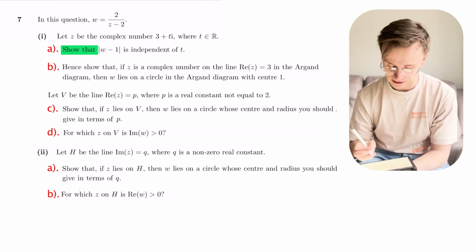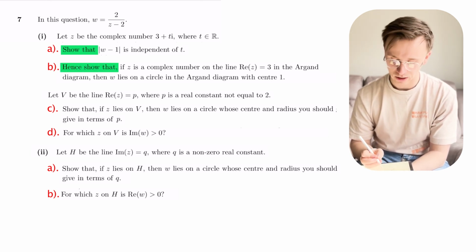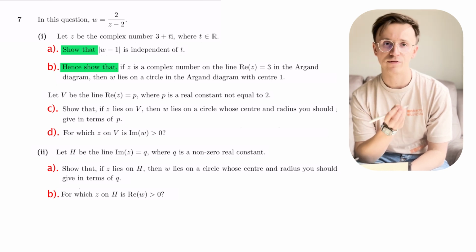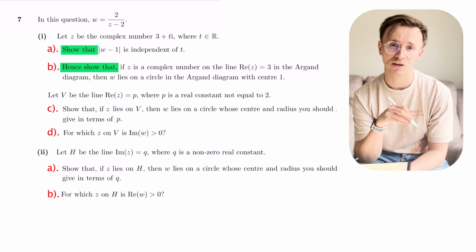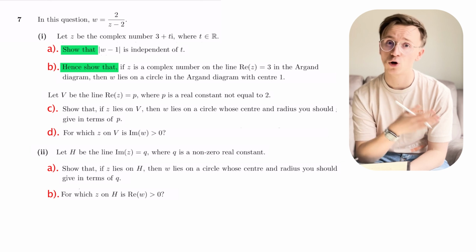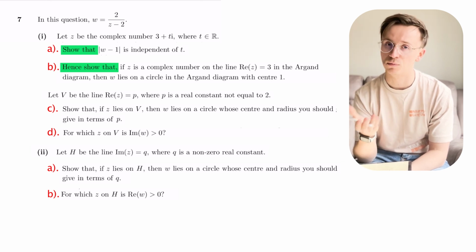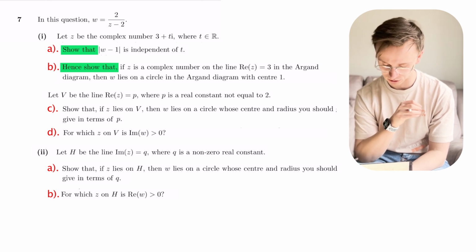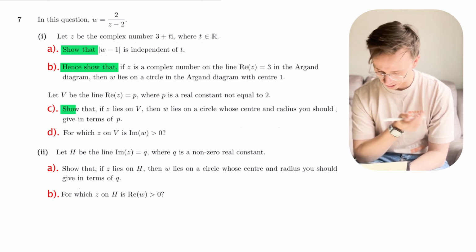The next thing they've said is "hence show that". Hence, commonly used in maths, just means use the previous part. If you're not using the previous part, something's probably gone wrong. If it says "hence or otherwise", then yeah, you can do it separately, but they've just said hence. We should be using the previous part, and that's how we get our marks. Later on in the question, they use "show that" again.